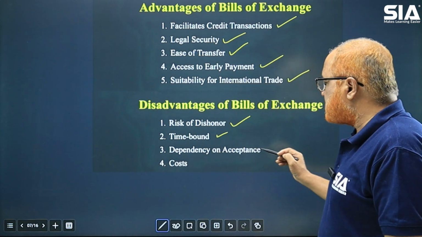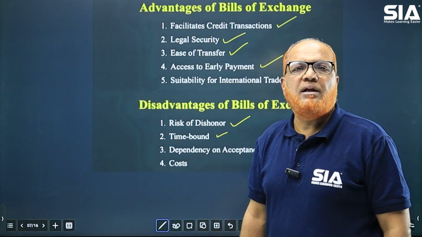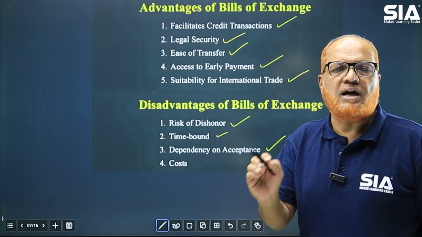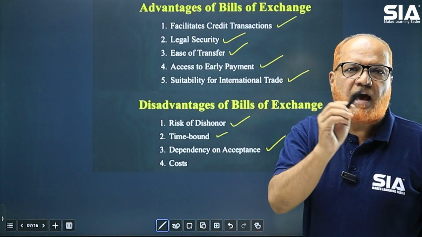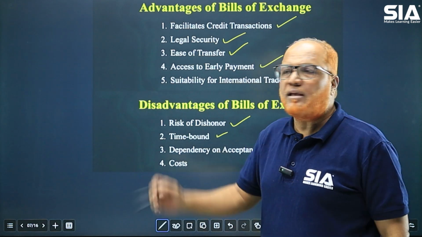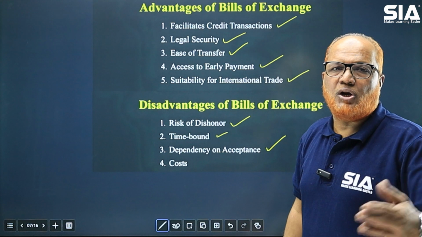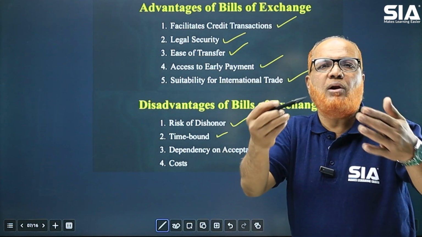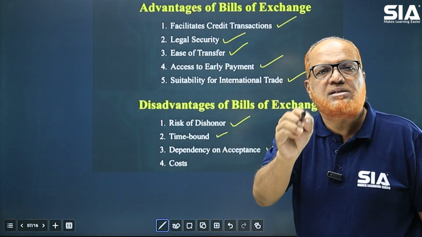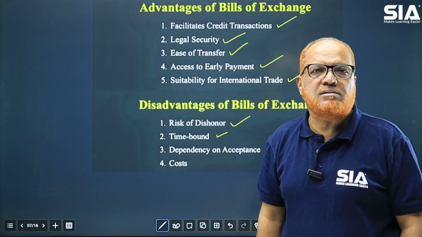Next is dependency on acceptance. The bill is invalid until and unless it is accepted by the buyer of the goods. Like the example I have given, A and B. A is the drawer, B is the drawee. A will draw the bill on B, and B has to accept. Until and unless it is accepted, it is useless.